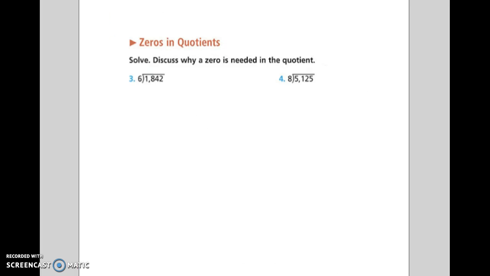Now we're going to talk about why zeros are needed in the quotient. Okay, so we're going to go ahead and solve these division problems like we would solve any division problem. And we're going to go ahead and do our steps. Again, first we're going to divide. We're going to do daddy. I go 6 into 18, and right away I know that that's 3. All right, so I write my 3.